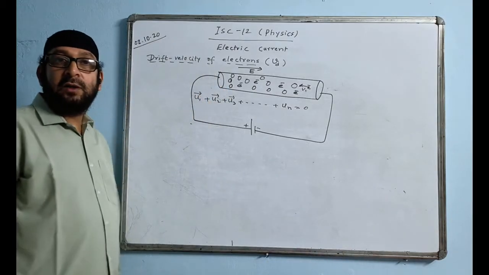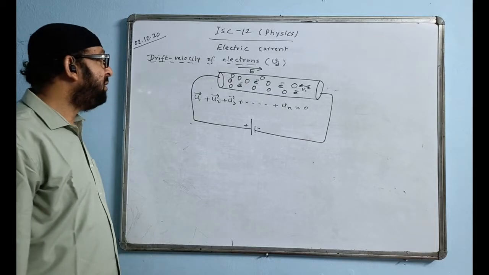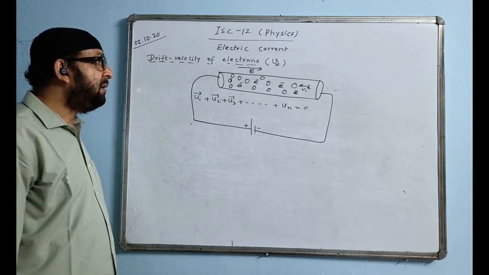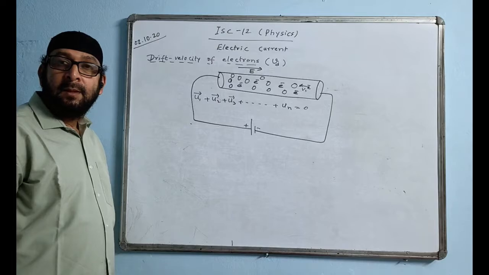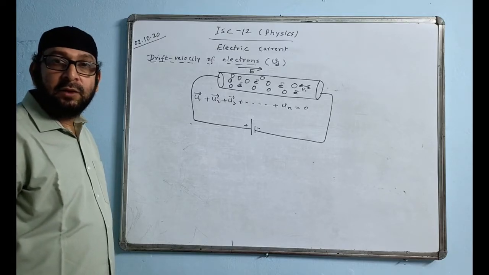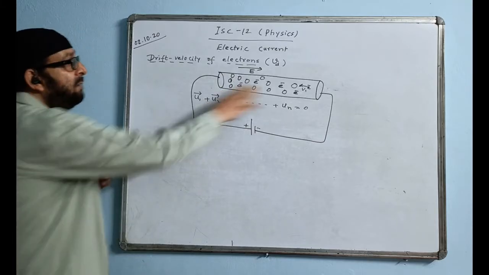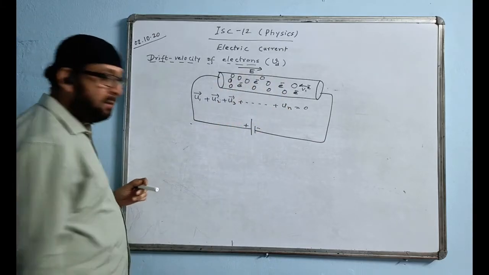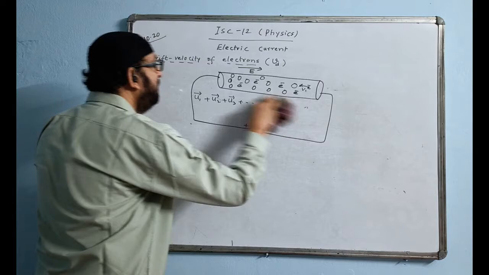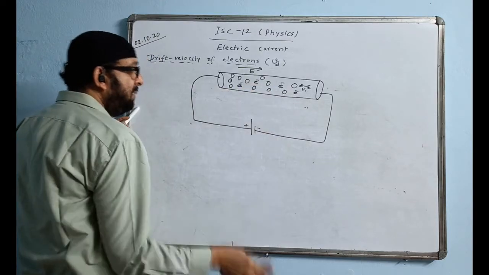Relationship between drift velocity and the current. For that the diagram remains this only. The diagram does not change. It remains the same diagram.